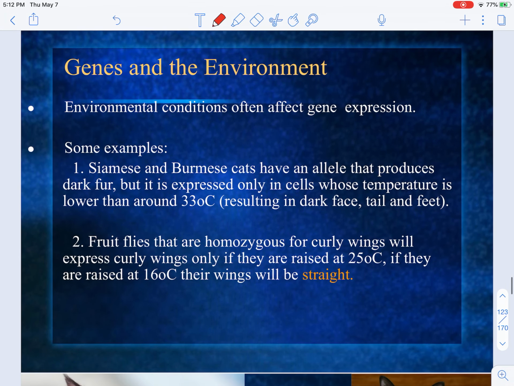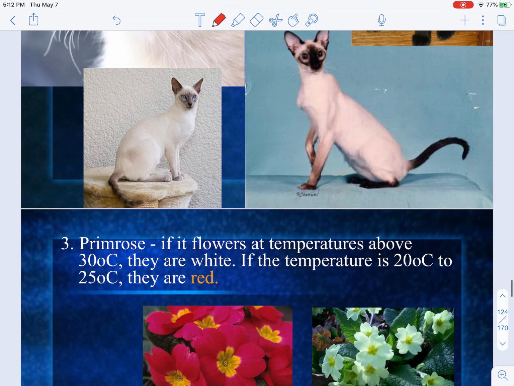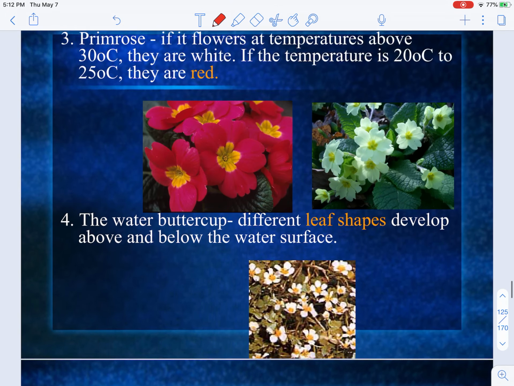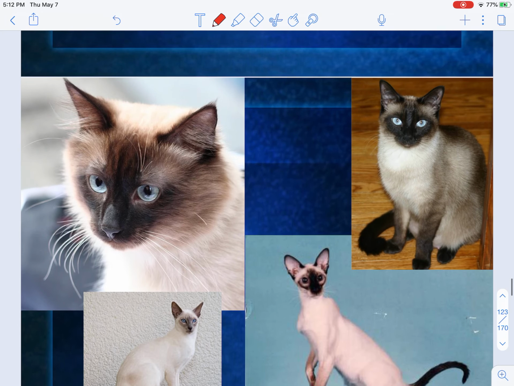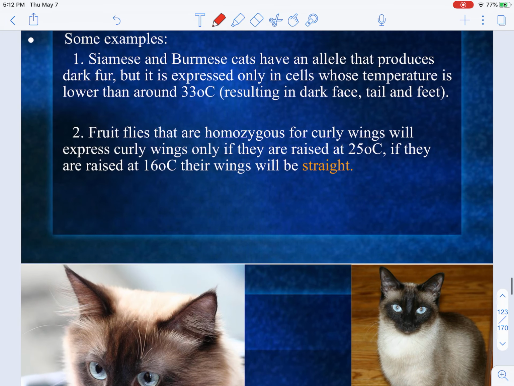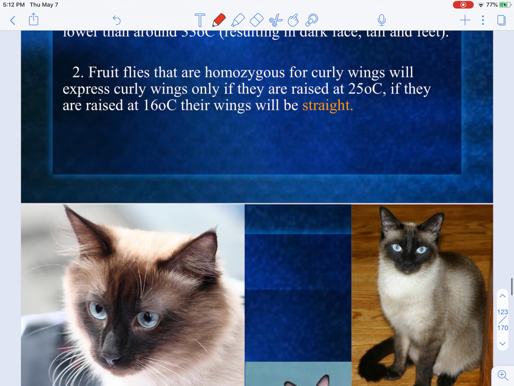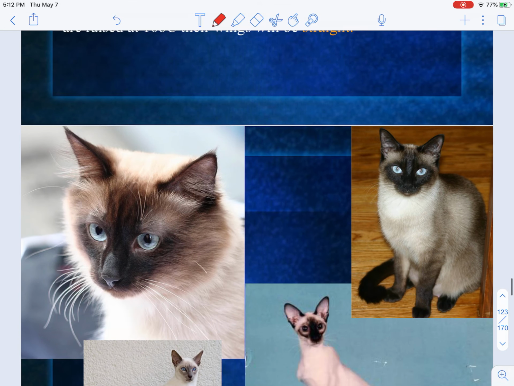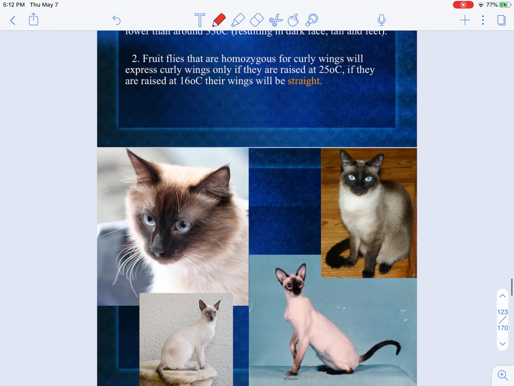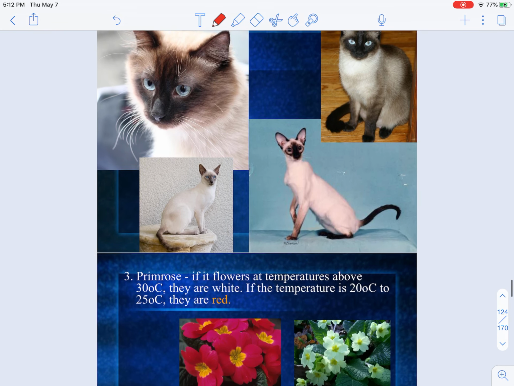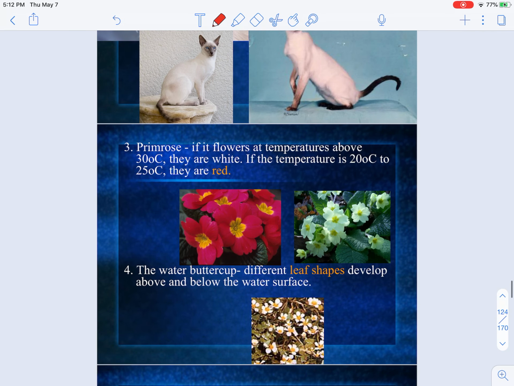Okay, you can read some interesting environmental conditions that give these, for example, cats darker coloration where they're colder. So environment has something that will add to their phenotype, and where they're warmer, they turn more white. It's just some interesting examples.